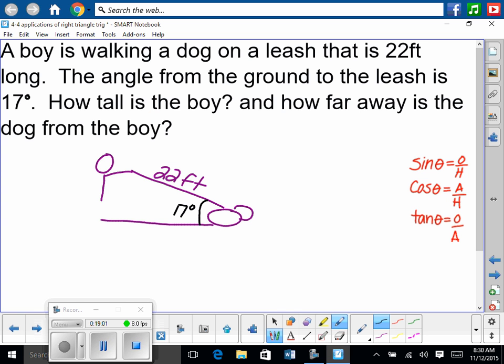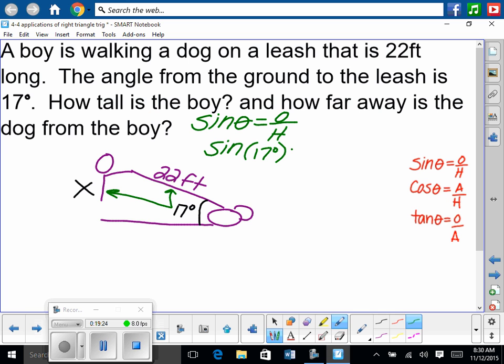So how tall is the boy? Let's just answer that question first. I'm going to put an x there. So now we need to set up a trig ratio. From 17 degrees, we have the opposite and the hypotenuse. So we're going to be using sine of theta. Sine of theta is equal to opposite over hypotenuse. So sine of 17 degrees is equal to the opposite, which is x, over the hypotenuse, which is 22. And then we'll solve for x. Multiply both sides by 22. Divides out. So calculate it. How tall is the boy?